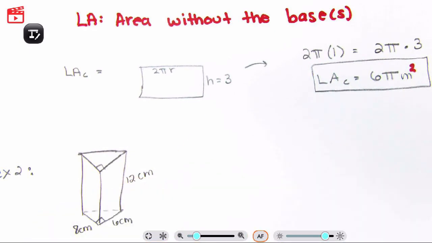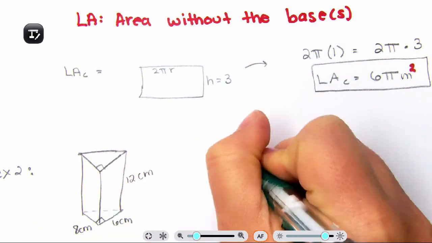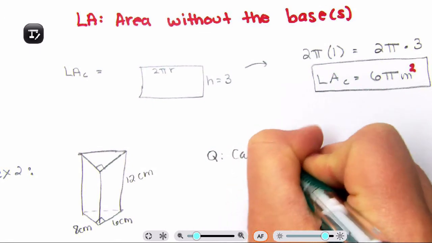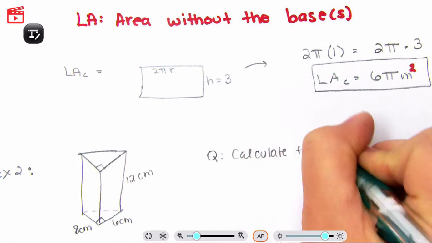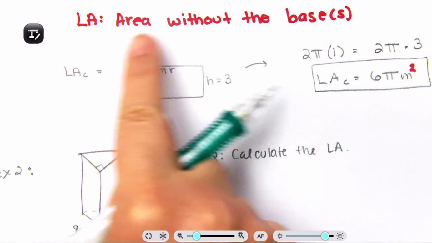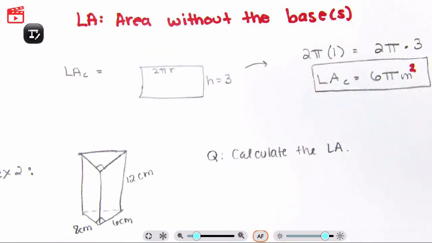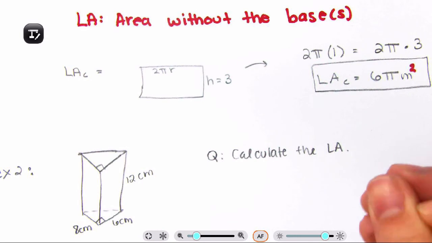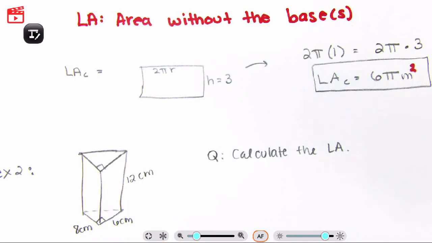So again, our question, what we want, our prompt is calculate the lateral area. Again, lateral area is the area without the base. So we don't want the base. What do we really want? If we were to undo this, and again, let's cut this open just because.